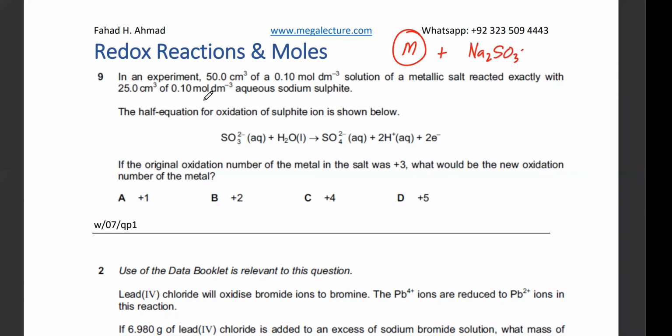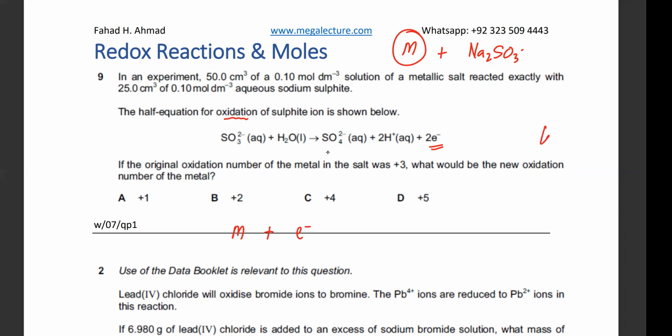Now he's saying that the half equation for oxidation of sulfide is shown below. So this is the oxidation equation. This is where electrons are being lost. So you're given an equation and electrons are being lost. So who's going to be gaining? Sulfide is the one that's losing the electrons. So who's the one that's gaining those electrons? It must be the metal in the salt. That is the one that would be gaining the electrons.